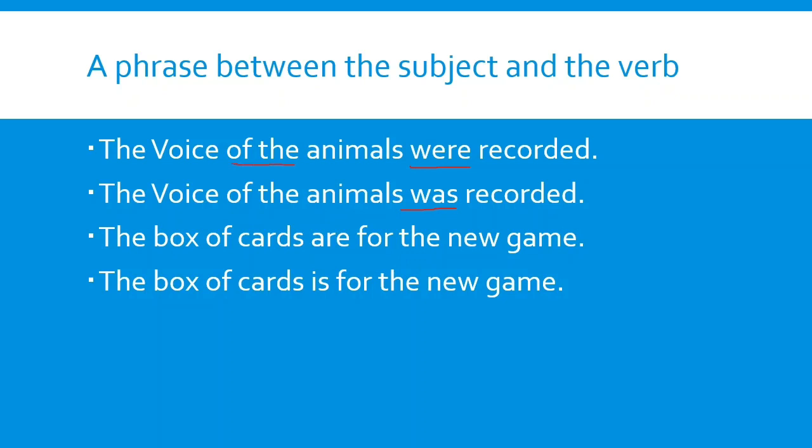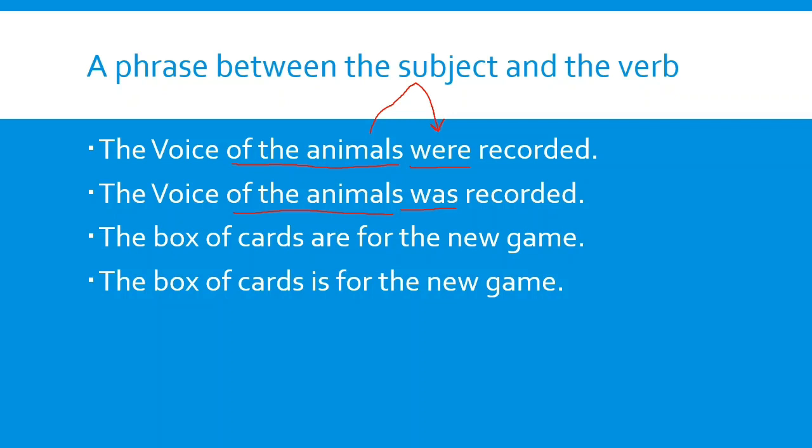Remember, dear students, there can be a phrase between the subject and the verb. Now here the subject is the voice, the verb is were. Between them is the phrase of the animals. Animals sounds plural. Some students might say subject is plural and they will say animals were recorded. But then it would be incorrect. The reason, the subject is the voice. Subject is singular. It should take a singular verb. The voice was recorded.